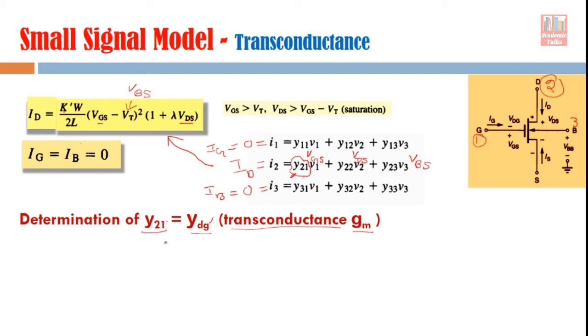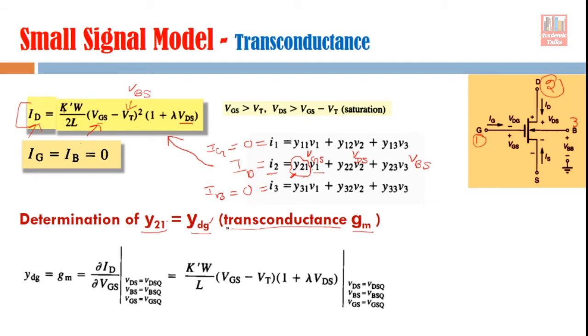Now I told you in one of the earlier lectures that if you want to develop a small signal model, you have to differentiate. So if you want to find out Y21, you have to differentiate I2 with respect to V1. It means you have to differentiate ID, I2 is your ID, with respect to V1, meaning gate source voltage. So that ID equation will be differentiated with respect to gate source voltage. So your YDG, also known as transconductance, is actually the derivative of ID with respect to gate source voltage.